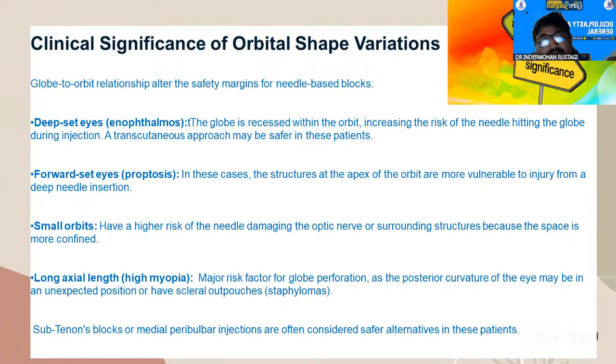Long axial length we have already discussed. So in all these patients, where there are these exceptions of shape variation, subtenon block or the modified peribulbar block is a safer alternative, and we should devise a strategy by using that.